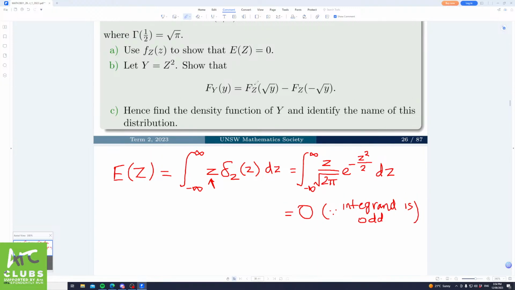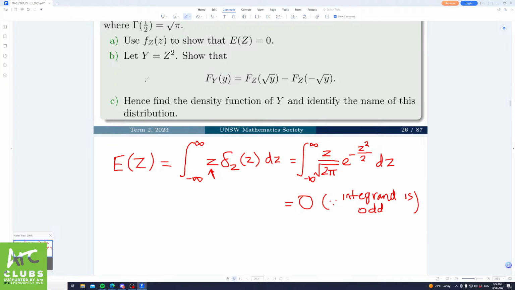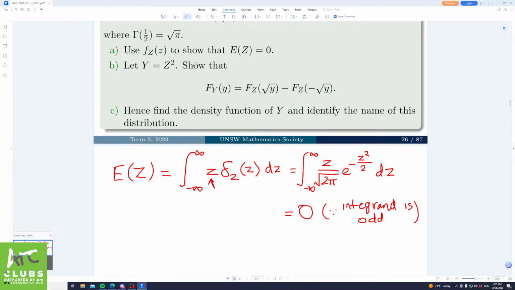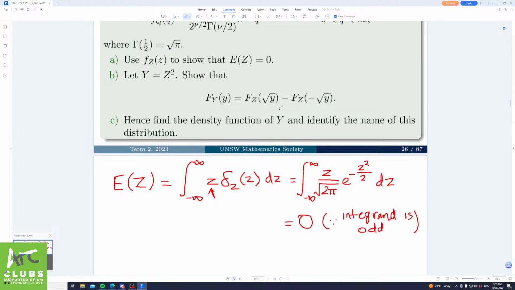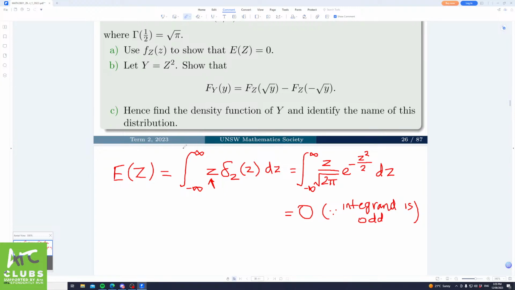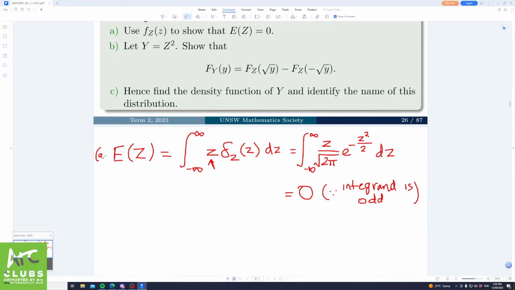So that's part A. We've shown that E of Z is 0. Part B: let Y equal Z squared. Show that we have this, in terms of the CDFs.